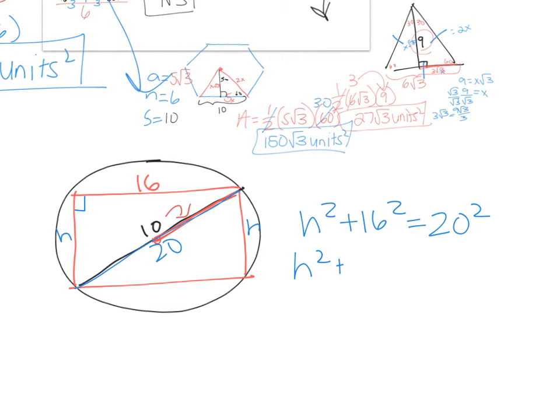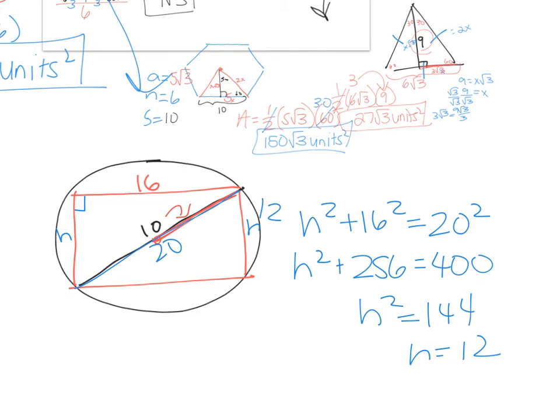Wait, are you able to use the diagonals to find the area, or is it just based on... It's the only way, because a rectangle doesn't have to be a rhombus. If it's a square, you can use either one. So 256, this is 400. H squared is 144, and H is 12. 192.